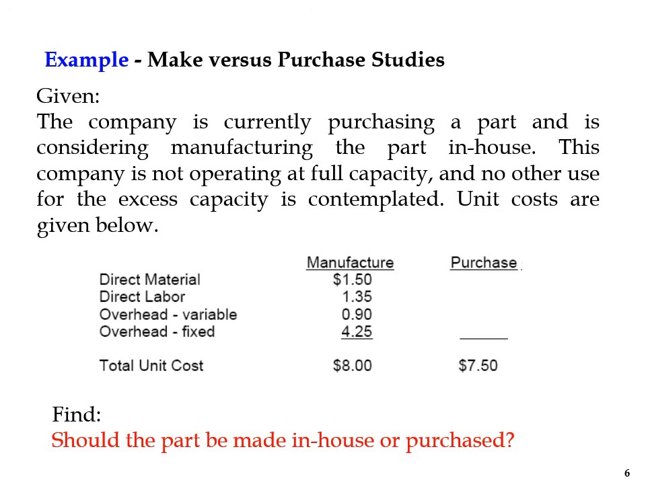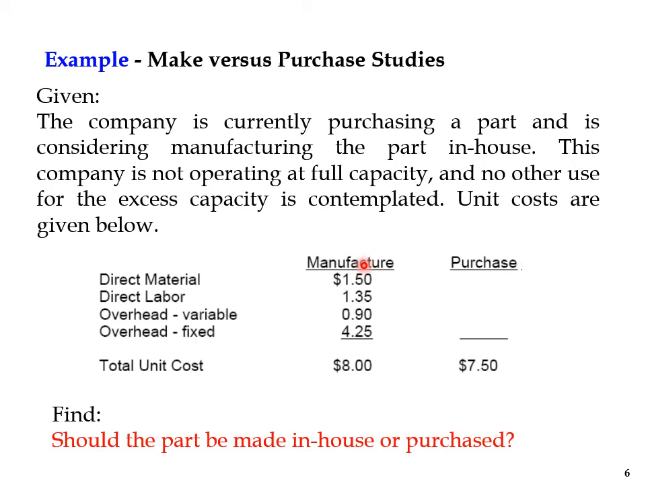So let's consider this example. This is a make versus purchase example. Assume that there is a company which is purchasing a part and is now considering manufacturing the part in-house. This company is not operating at full capacity. It means that there is capacity that we can allocate to this product, and no other use for the excess capacity is contemplated. So if we don't use this capacity for this item, then the machines, the equipment, and the labor will be idle. We will not use them for something else.